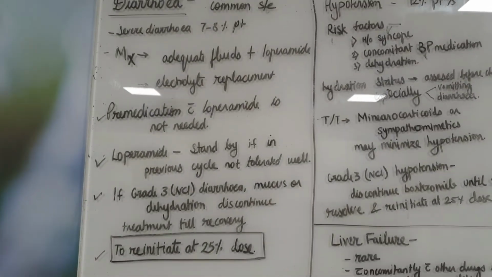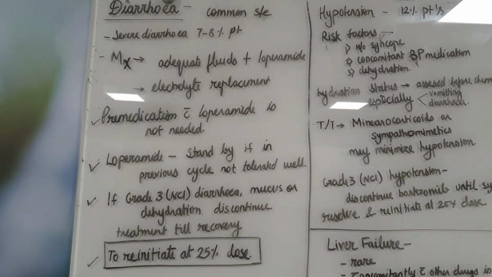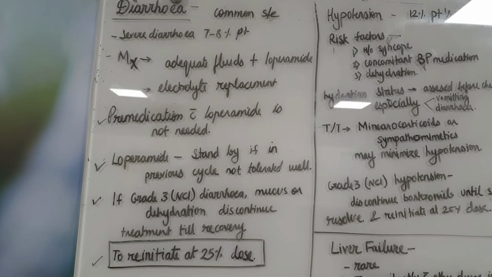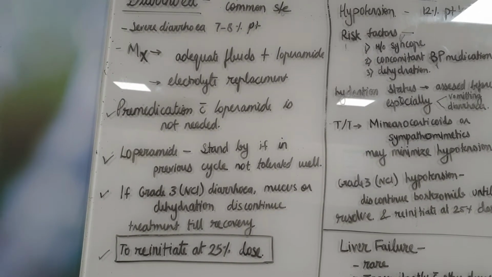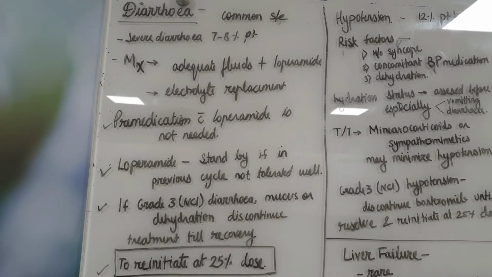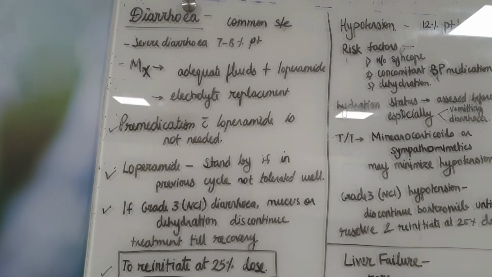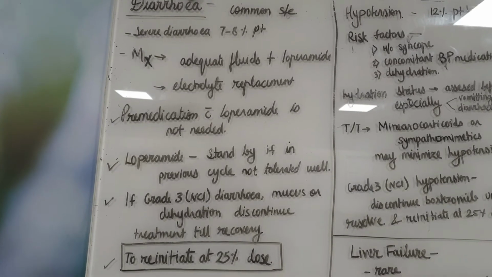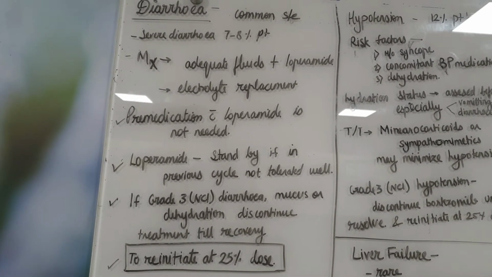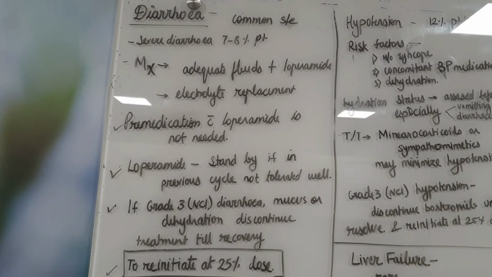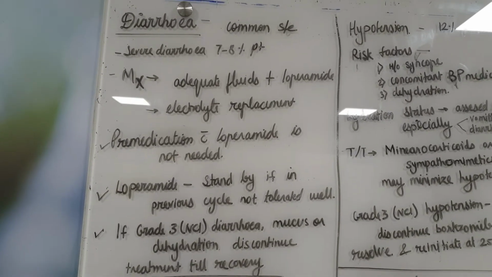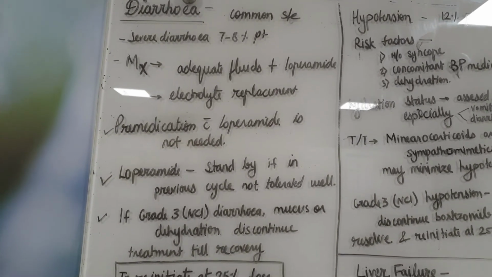Diarrhea is also one of the common side effects noted with bortezomib, and severe diarrhea is seen in around 7 to 8% of the patients. Diarrhea is managed with adequate fluids and loperamide. But before giving loperamide, we must rule out C. diff infections, and then we should use loperamide. As these patients lose a lot of electrolytes, electrolyte replacement is a must.